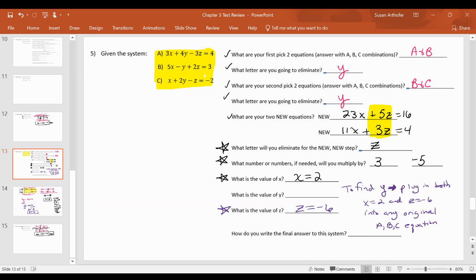So I think I'll pick the top one. Like I said, it doesn't matter. Any one will give you the right answer. And so I need to plug in here, x is worth 2, and z was worth -6. So this one is a 3 times a 2, so that'll be a 6 plus 4y. And right here I have to do -3 times -6, so that would be a positive 18, and then equals 4 in the back.